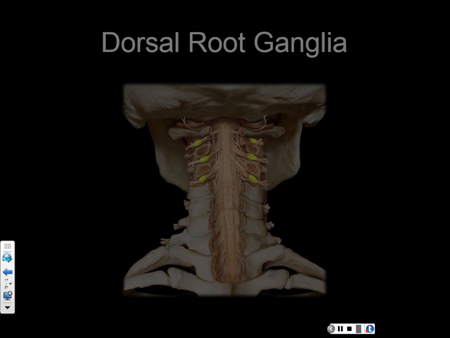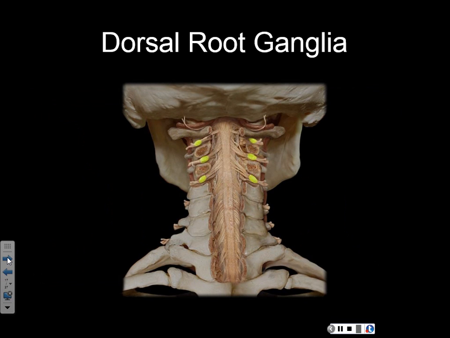Right. And then the dorsal root and the ventral root combine to form the spinal nerve, and then there's the ganglia right there. You see, this is in an actual specimen. You can see how it cuts through the vertebra here, and that's the intervertebral foramen.